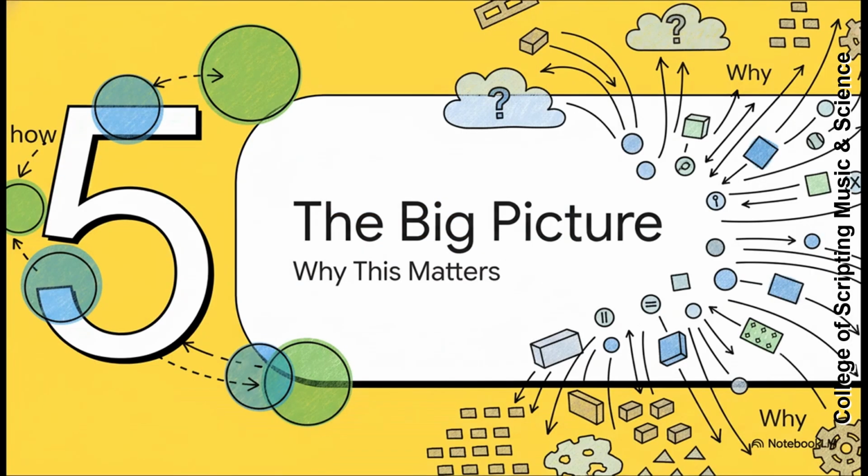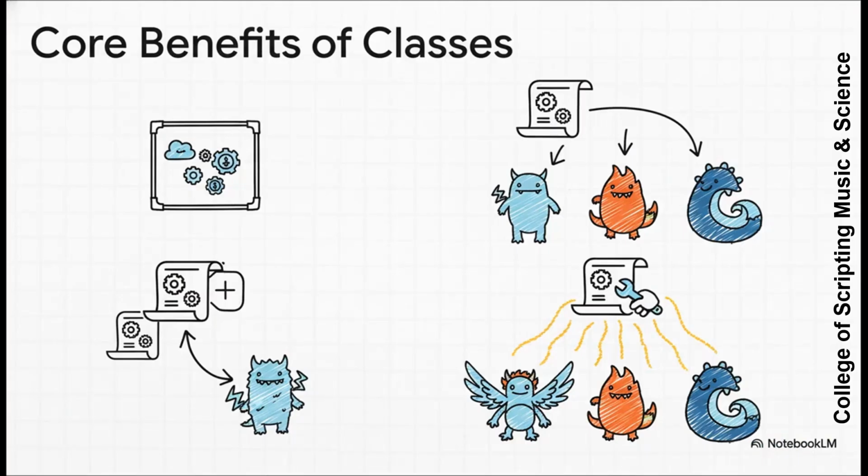Okay, so that's the how. We did it. But the bigger question is, why? Why do programmers work this way? What's the big deal about using classes and creating instances? Well, it gives us some huge advantages. First, organization. All your related stuff, the data and what it can do, is tucked away in one neat package. Then there's reusability. You write one creature blueprint, and you can stamp out 1,000 different creatures from it.